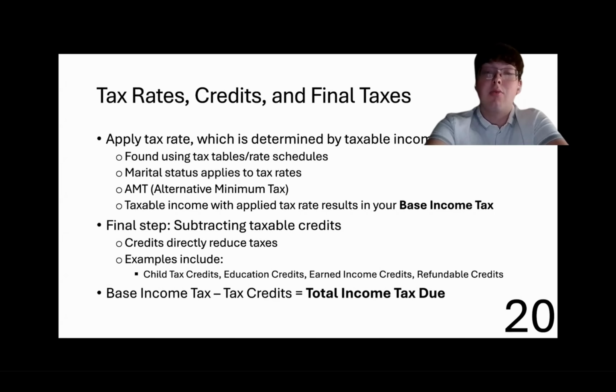Your next step is subtracting credits. Unlike deductions, which reduce taxable income, credits reduce tax liability dollar for dollar. Some credits include the child tax credit, education credits, earned income credit, health insurance premium credits, and adoption credits. Some of these credits are refundable, meaning they can generate a refund even if the taxpayer has no remaining tax liability. Total income tax due equals your base income tax minus your applicable credits.